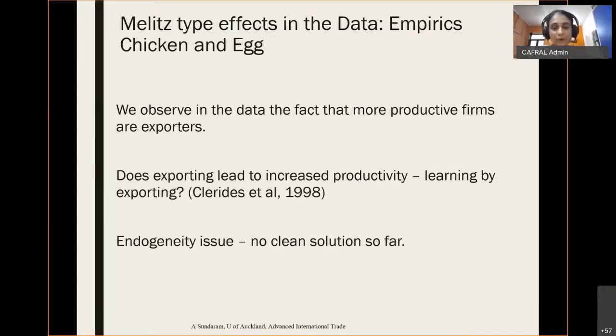I must say though that in the last few years there's been a lot of randomized control trials. I don't know if you know what those are. They're called RCTs, where you basically randomly allocate export opportunities to firms, and then you see whether they improve their productivity. So that's actually a good way of tackling this endogeneity, but it's extremely expensive. Not everyone can do an RCT.